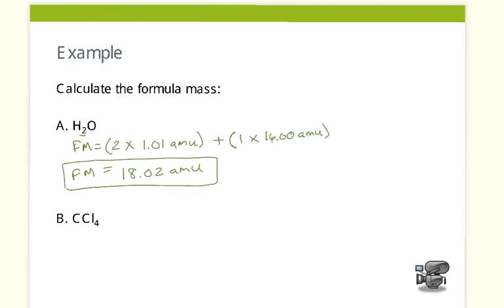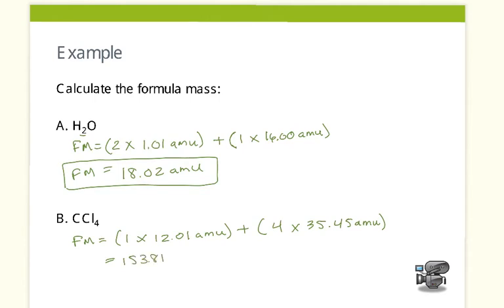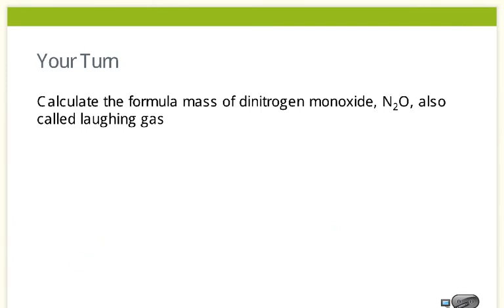For carbon tetrachloride, we do the same thing. We say, okay, we have one carbon atom, and each carbon atom is 12.01 AMU, plus we have 4 chlorine atoms, and each chlorine atom is 35.45 AMU. And we end up with a formula mass of 153.81 AMU. Do not forget to put your units. Okay? Now you go ahead and you give this a try.